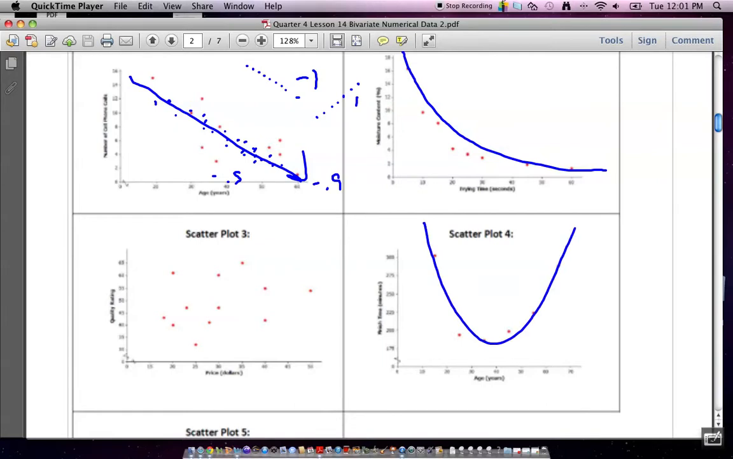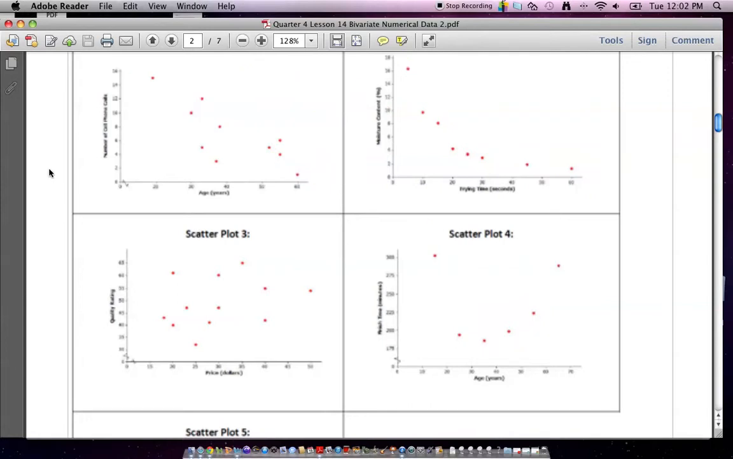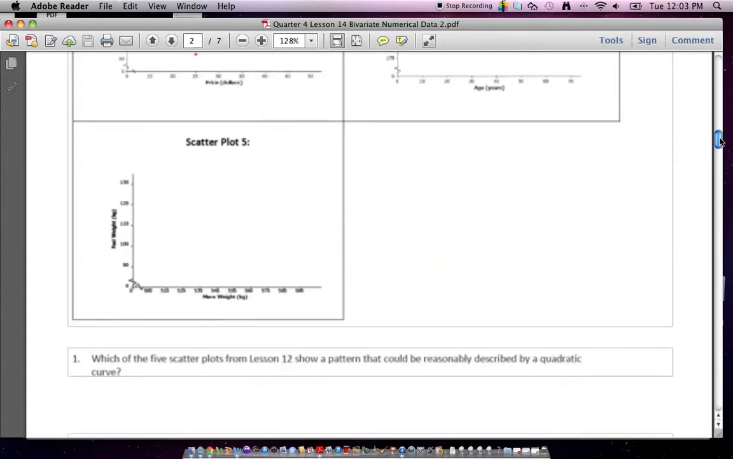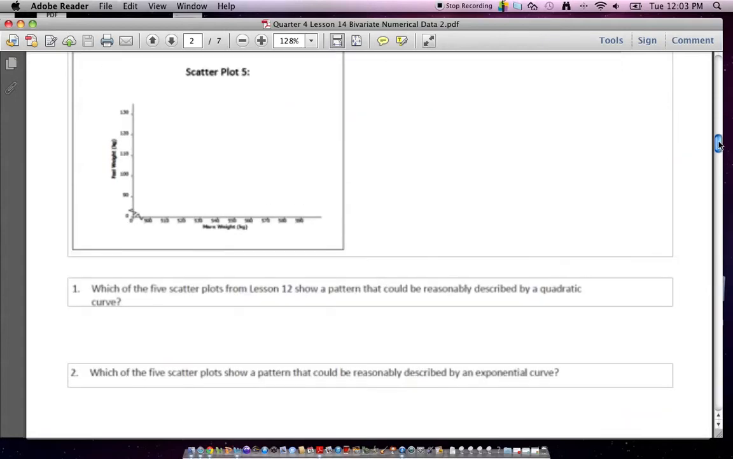Okay. Let's scroll up, see what we got coming on next. So, to me, this stuff is, remember I said to you when we got done with quadratics and that kind of thing, that this is much easier. Scatter plot 5, there is no scatter plot 5. It's all the way in that corner.